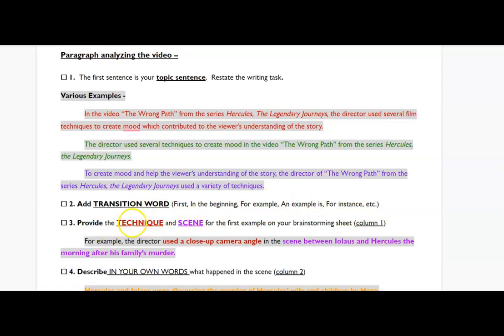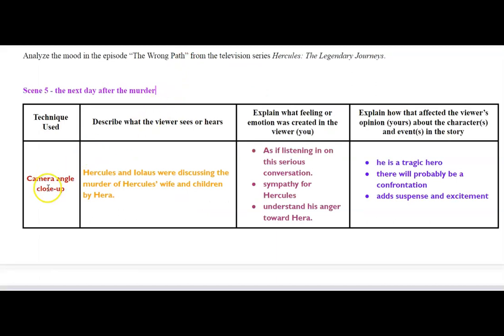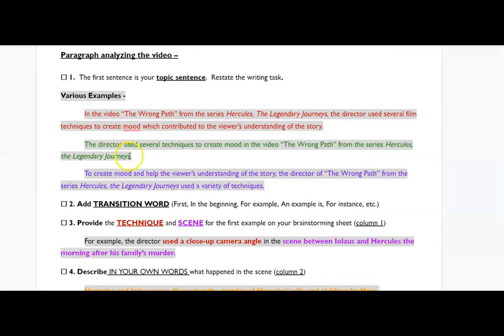And then you're going to provide the technique again and the scene. So instead of the other kind of context, you're going to create the scene, tell the scene, which is above the chart. So if we look at that chart, we have the technique and then we have the scene up here. I'm using a scene that we probably didn't get to, depending on your class. It would be the next day after his family was murdered, and my technique was a close-up camera angle. And so I'm going to put that. For example, the director used a close-up camera angle in the scene between Aeolus and Hercules the morning after his family's murder. Okay, so identify the scene and the technique.